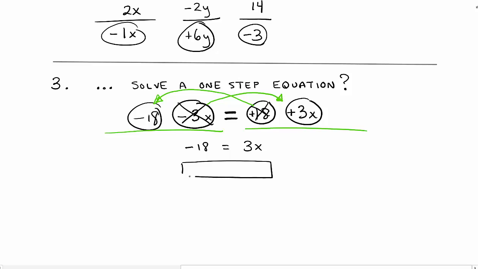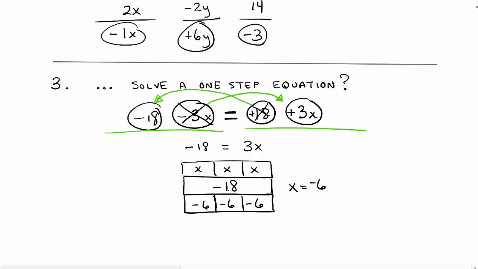If I'm going to model this correctly, I'm going to split my x's into 3 separate x's. Those x's are equal to 18 negatives, and those 18 negatives are going to now get split up evenly amongst the 3 x's. And so each x would be worth 6 negatives. And so we have our first piece of our point that we need, that x equals negative 6.